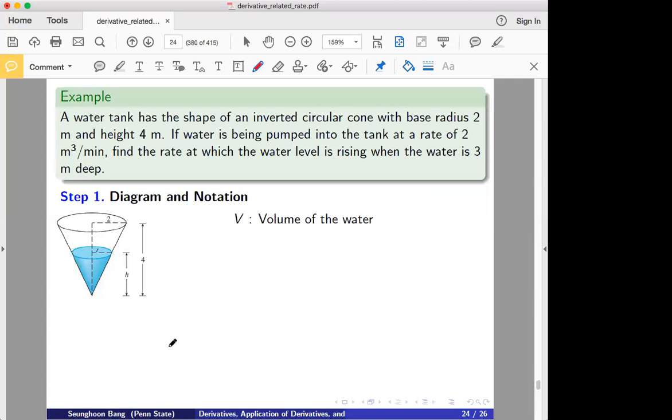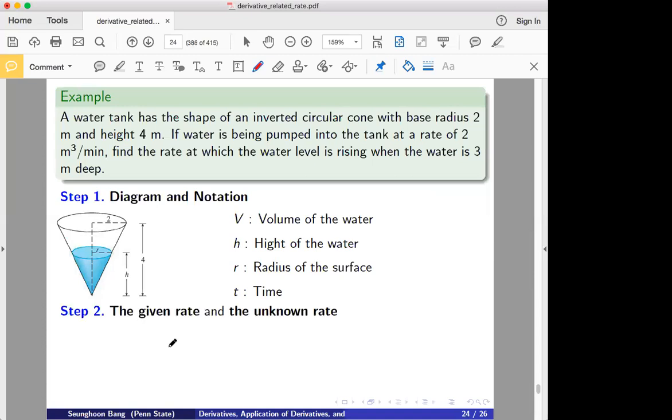V is the volume of the water. H is the height of the water. R is the radius of the surface. T is time. Step 2: the given rate, the unknown rate. What's the given rate? No. The given rate is here.